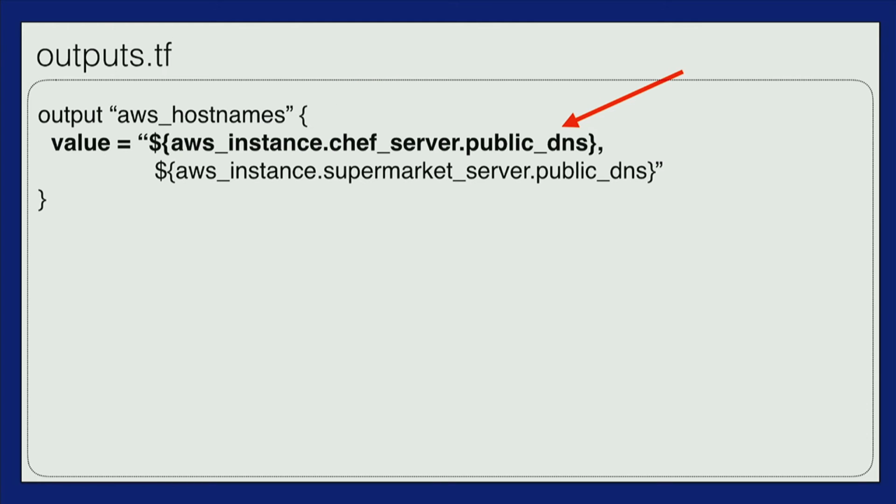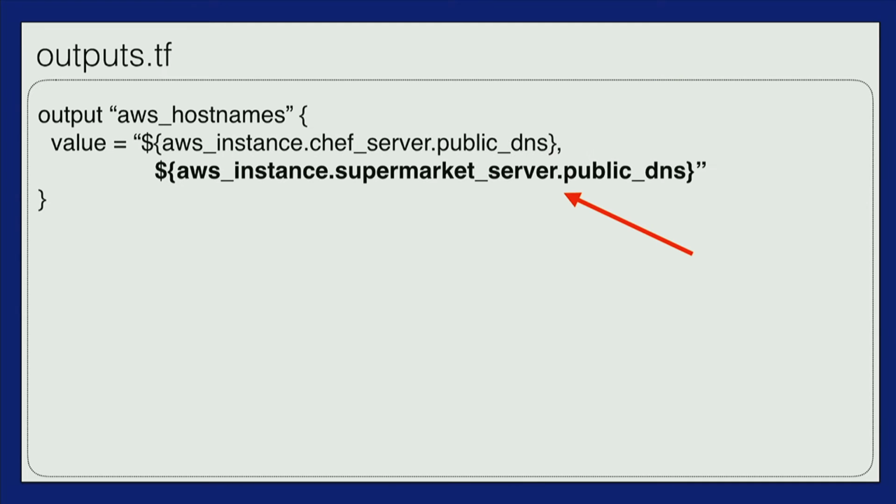After I define the name of my output variable, I'm going to define the value. In this case, I'm defining it as a string, and that string will include the public DNS of our chef server, then a comma, and then the public DNS of our supermarket server. So these are the hostnames that kitchen-terraform will SSH into. And we've got the public domain of the supermarket server too.